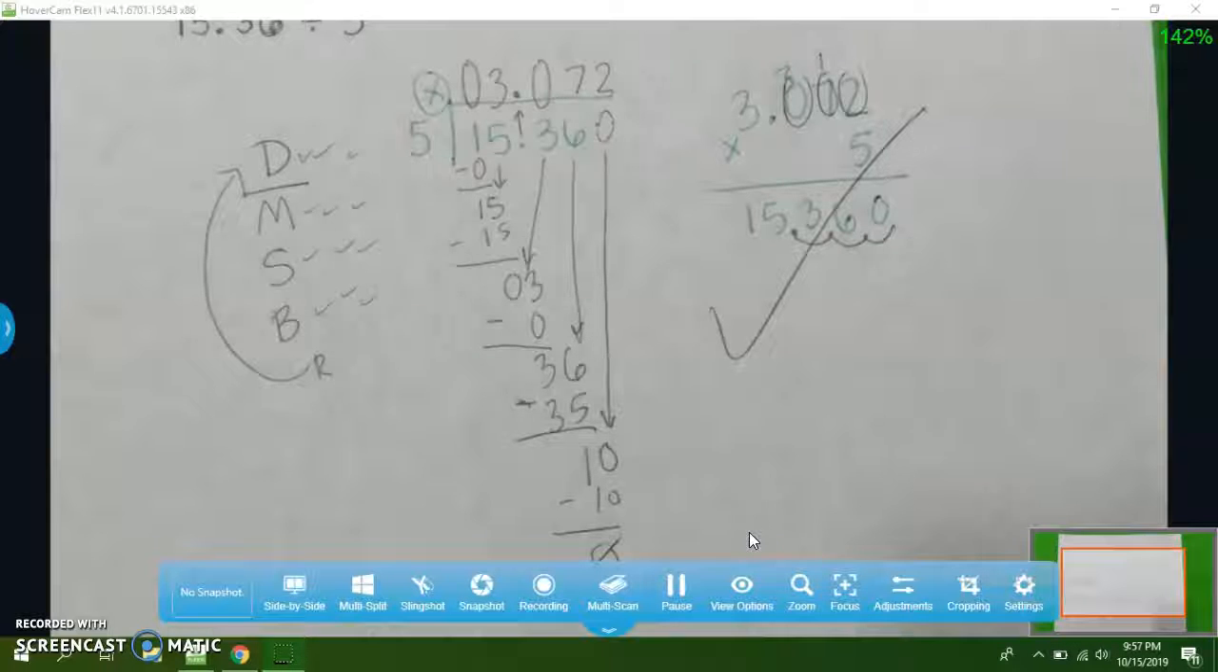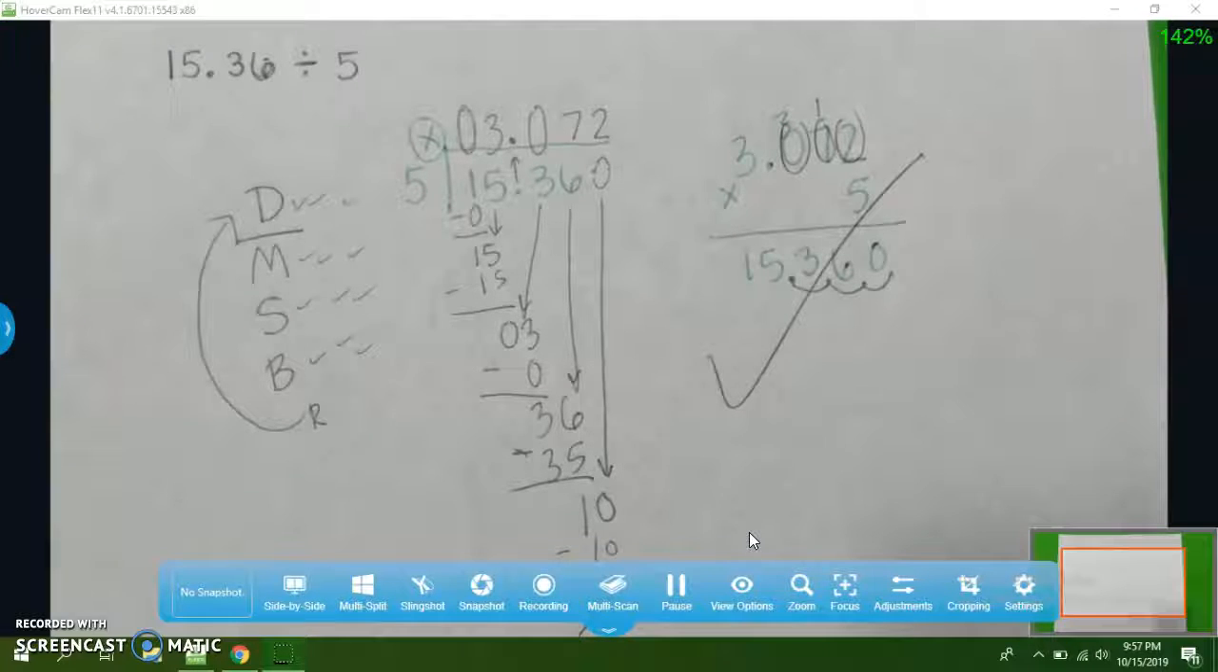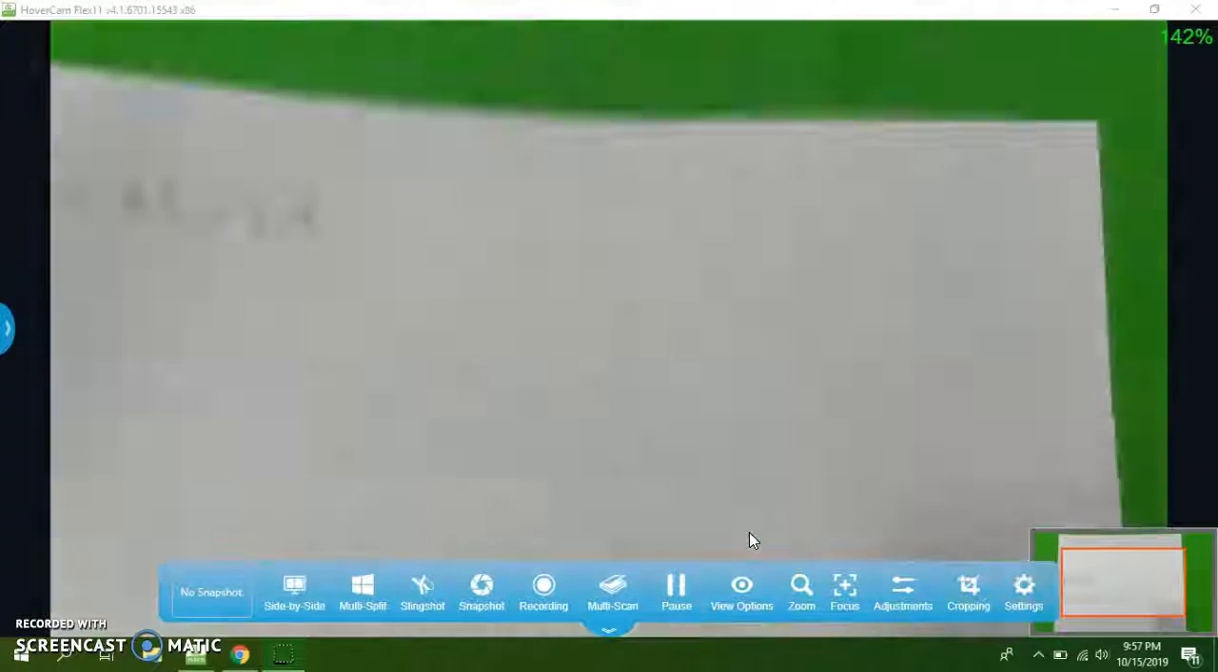And that is it, if we only have a decimal on the inside of the house, on our dividend. There are other problems where you will run into a decimal in more than one place, and so I have an example of that on this side.